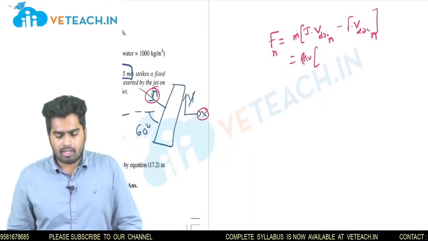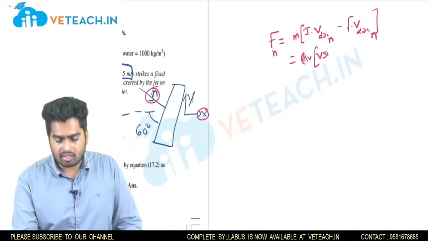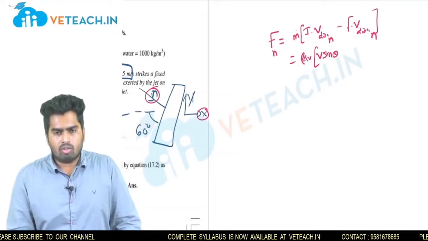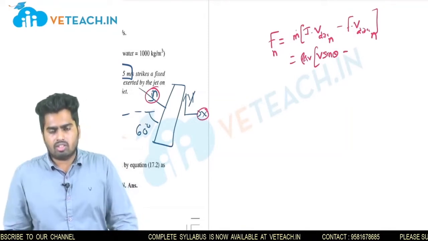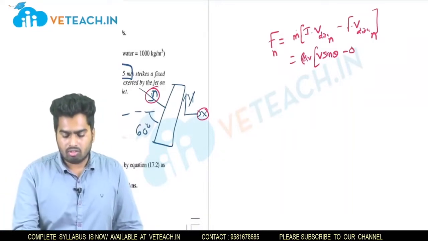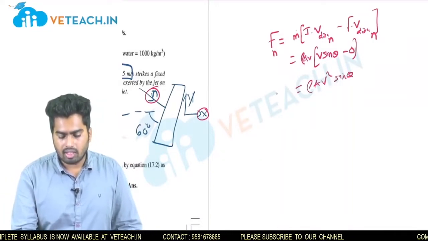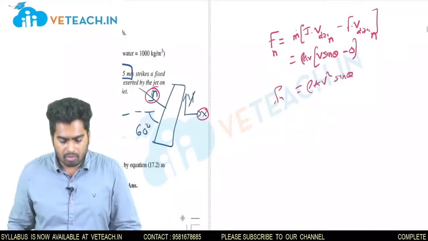If you remember the diagram, in normal direction the jet enters with velocity v sin theta, right? And what about the final velocity? In the final velocity the jet does not have any component in normal direction, so this will be 0. So you will get rho a v square sin theta as Fn. This is the way to derive the empirical formula.